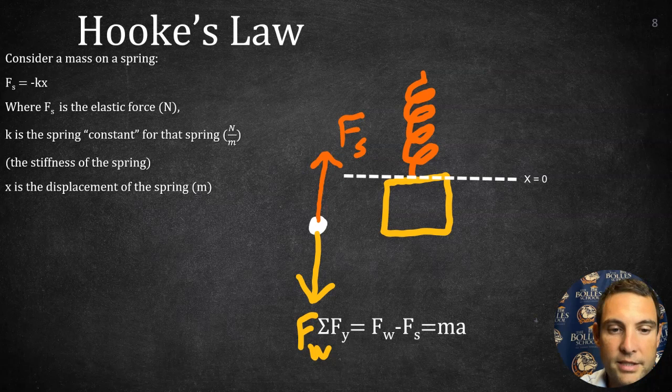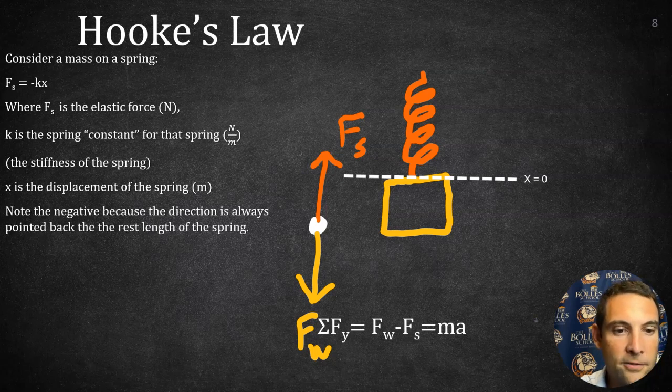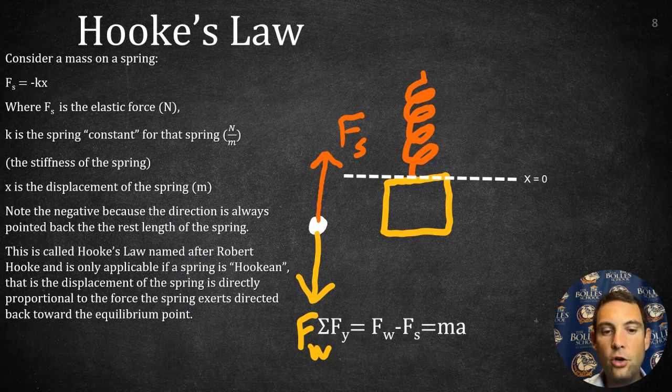X is the displacement of the spring. Note the negative in the equation because the direction is always pointed back towards the rest length of the spring. So if I stretch out the spring, pull down the spring, my spring force will be directed back upwards. If I compress the spring, then my spring force will be downwards. This is called Hooke's law, named after Robert Hooke, and is only applicable if a spring is Hookean. That is, the displacement of the spring is directly proportional to the force the spring exerts directed back towards the equilibrium point, as shown in the equation.